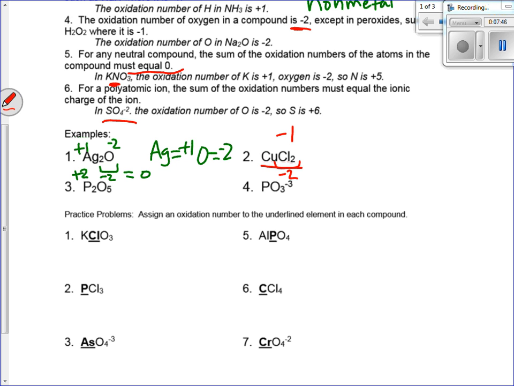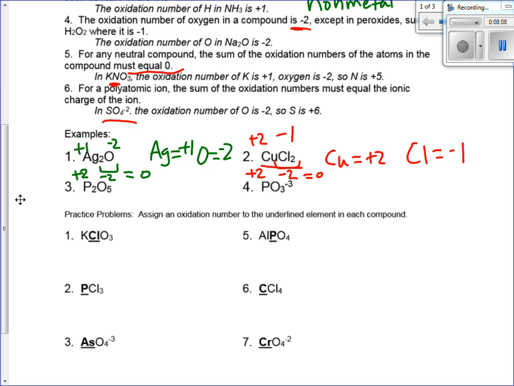-2. So in that case, the copper has to add up to +2, and there's only 1 of them. So the copper has to be a +2. Because +2 minus 2 equals 0. So this has to be a +2. Cl -1.